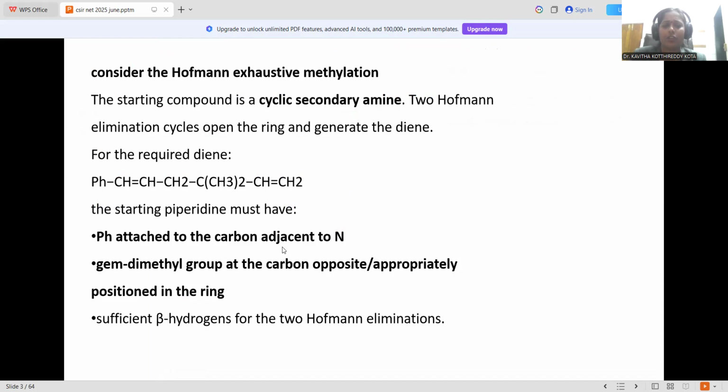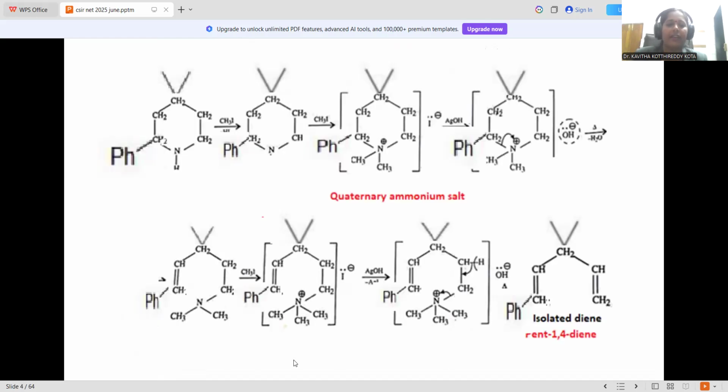The benzene ring is attached to the carbon adjacent to the nitrogen. The geminal dimethyl group carbon is appropriately positioned opposite in the ring system. There are sufficient beta hydrogens for the Hofmann elimination process, being the adjacent hydrogens to be removed. That's the reason why beta hydrogens are essential for the Hofmann elimination process. Here is the clear description regarding that Hofmann elimination process.